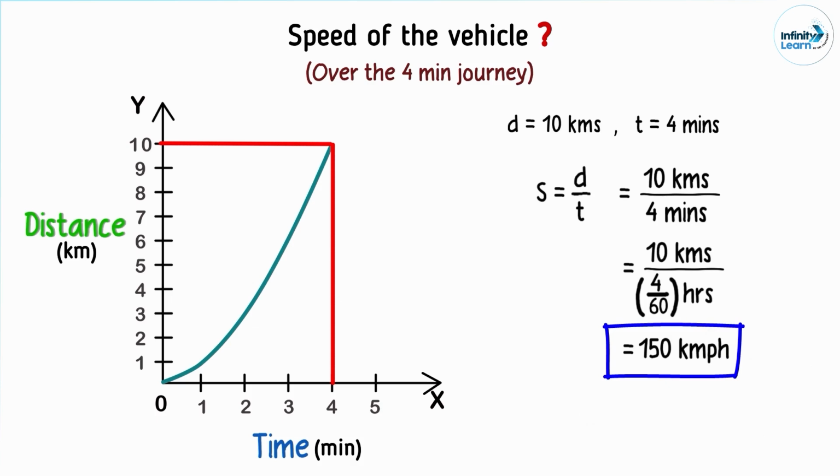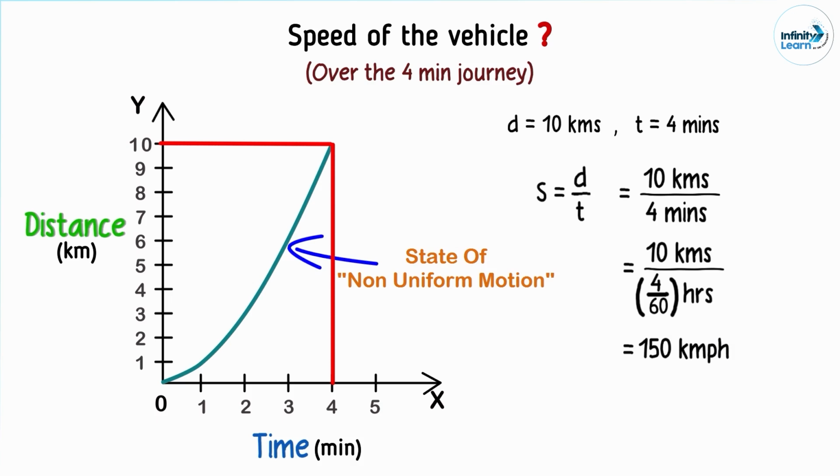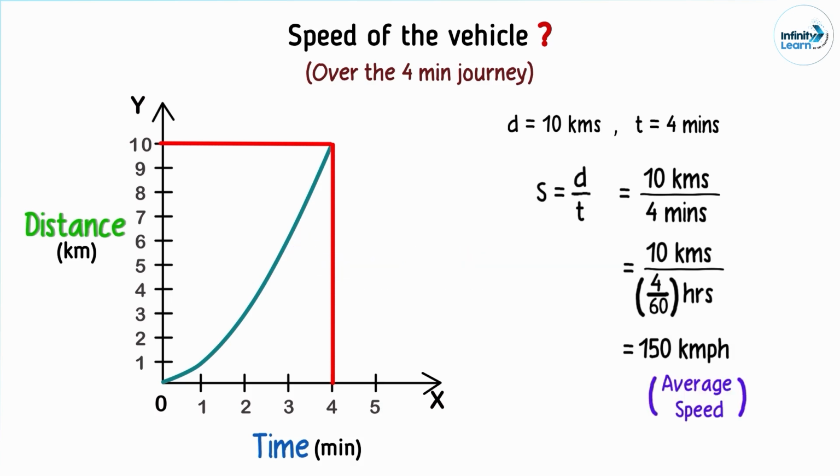Wait, is this the constant speed during the entire journey? No, it's not. The vehicle we know is in a state of non-uniform motion. So what we have calculated is the average speed over the 4-minute journey. Next, we will look at velocity time graphs.